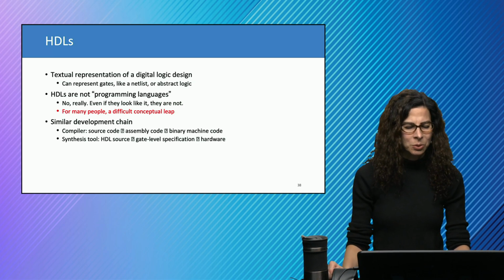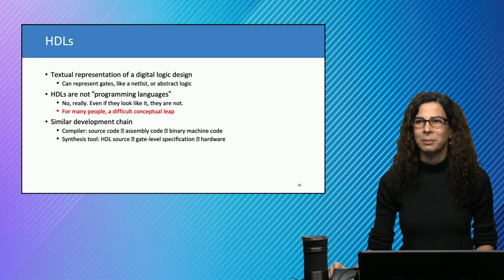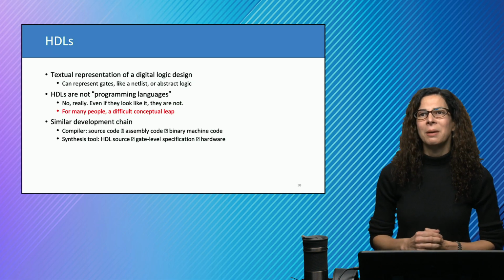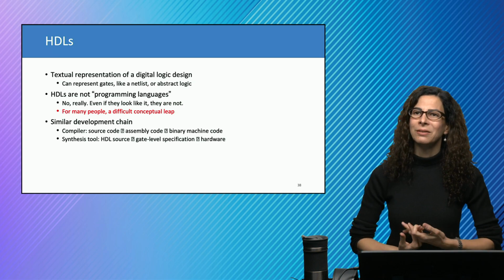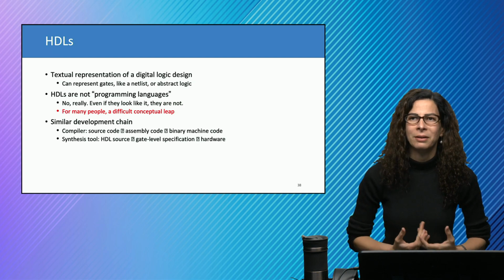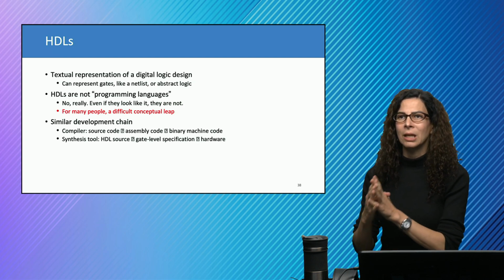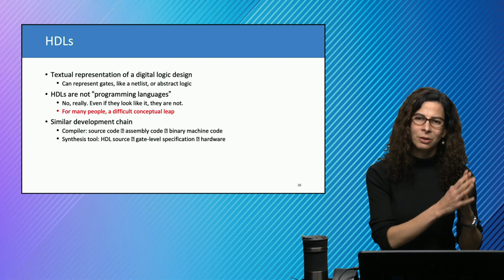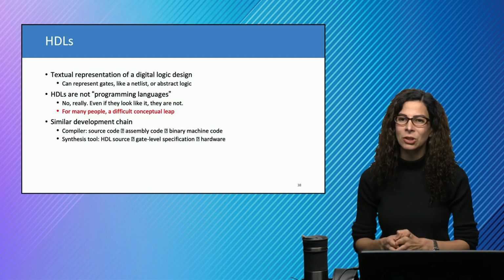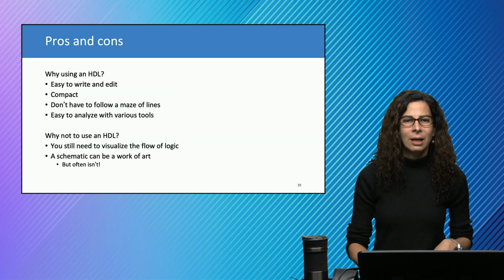HDLs allow us to do textual presentation of logical design circuits. These are not programming languages. They actually compile things to a piece of hardware, but the development chain is similar to what you've probably seen in a software compiler. In a software compiler, you go from source code to assembly to binary machine code. Here, you go from HDL source code to a gate-level specification, and then you hopefully can take this and make a hardware artifact.